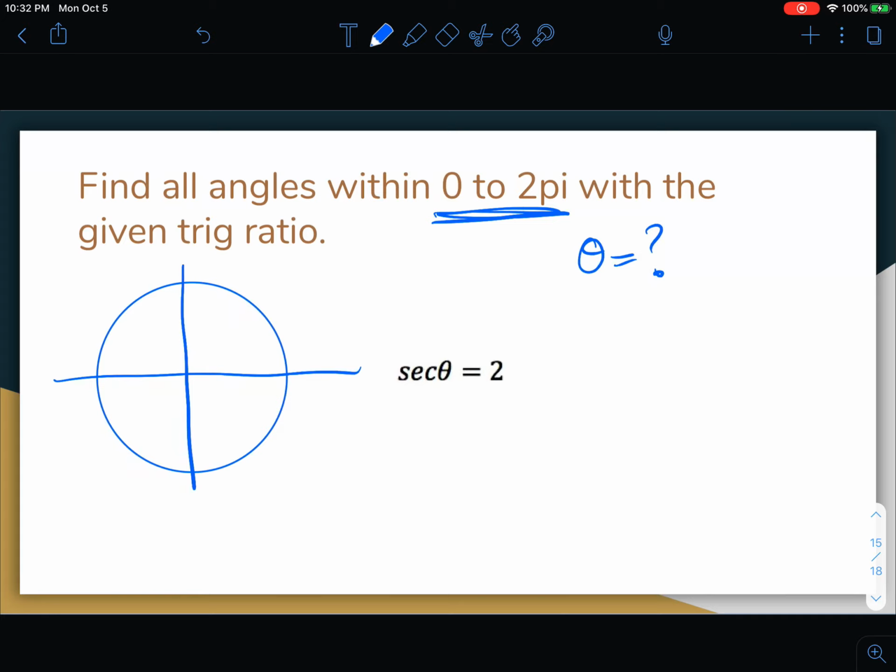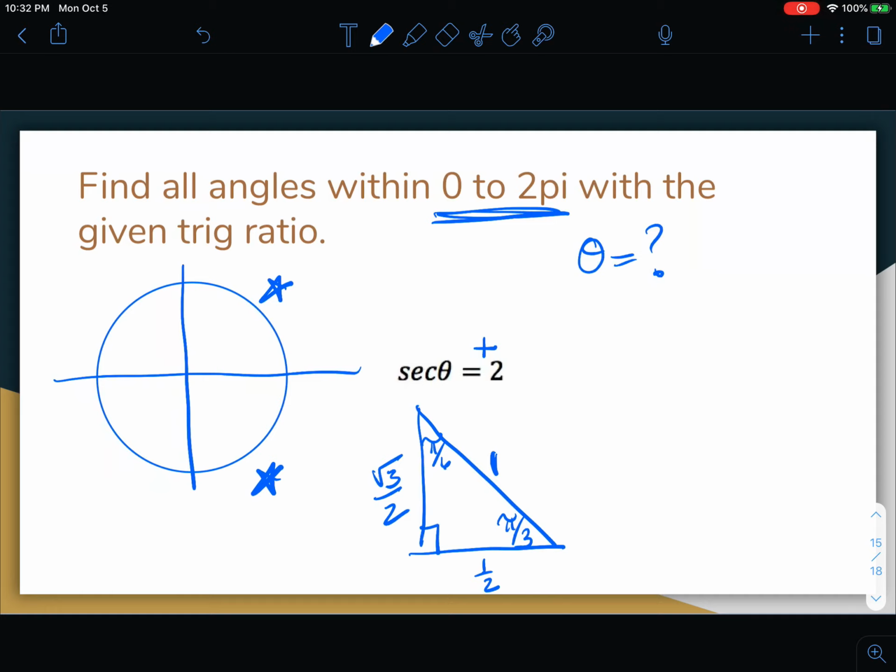Now, secant is a reciprocal function with cosine, and this has a positive output. Where is cosine positive? Where are the x values positive? In quadrant 1 and quadrant 4. Okay, now let's think about special right triangles and which one makes sense for this. So let's say we think pi/6, pi/3, and 1. So that's our special right triangle.